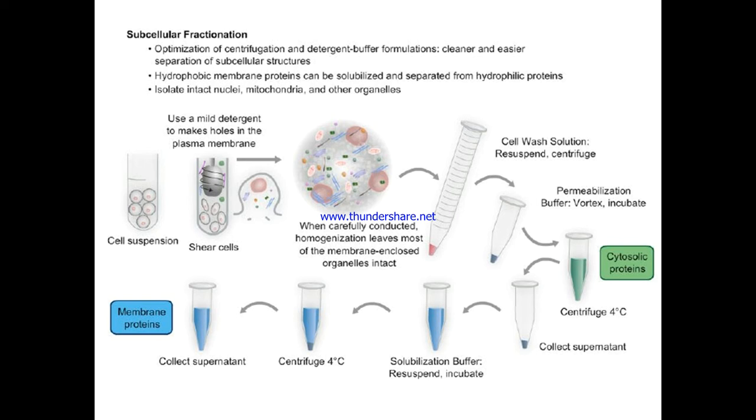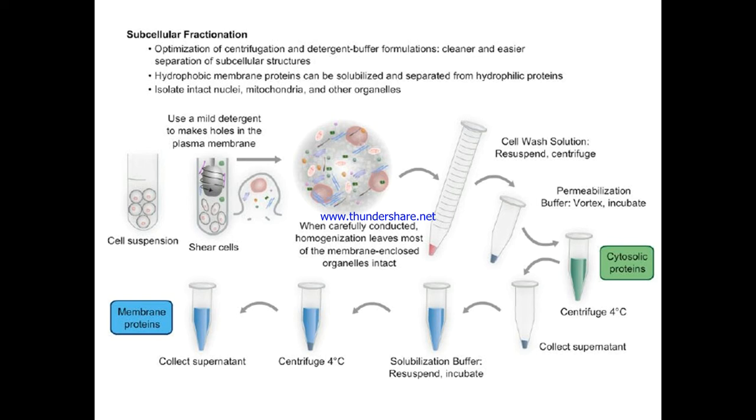The first one, we have a cell suspension, and then we use a mild detergent to make a hole in the plasma membrane. And in the third picture, carefully conducted homogenization leaves most of the membrane-enclosed organelles intact. And then we put the homogenate in a tube and cell wash solution, resuspend and centrifuge. And for permeabilization, we use a buffer, vortex and incubate.